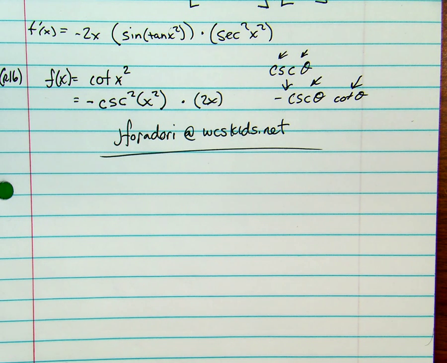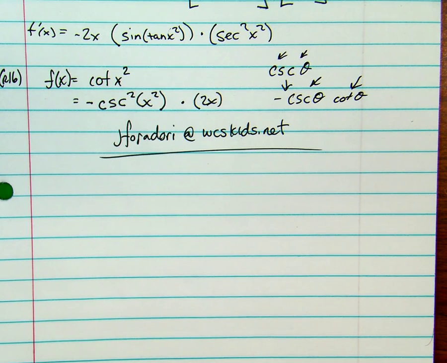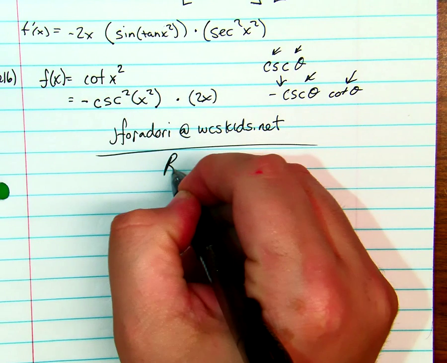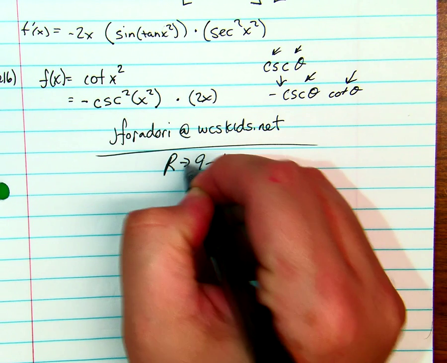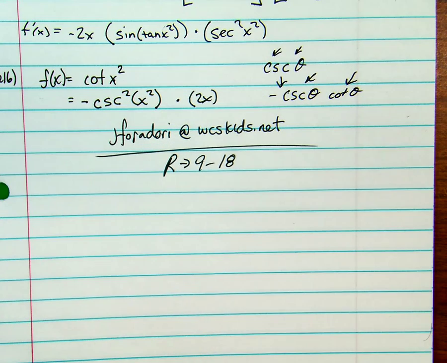So we only have to know those rules? Rules 9 through 18. Yes. So nothing else? Nope. Just rules 9 through 18. And I might combine rules using chain rules and things like that.